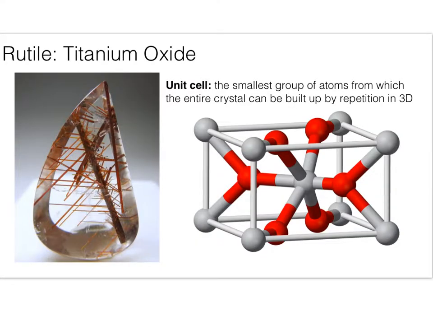Let's do one more. Let's do rutile, which is a titanium oxide. In this particular case, I'm not going to share with you what the formula is off the bat, but I am going to give you the unit cell. You can actually see here, this is rutile crystals that have grown inside quartz, which is a silicon oxide, and it's a really quite pretty piece of mineral art. In this case, the titanium is in gray and the oxygen is in red, and so let's see if we can figure this out.